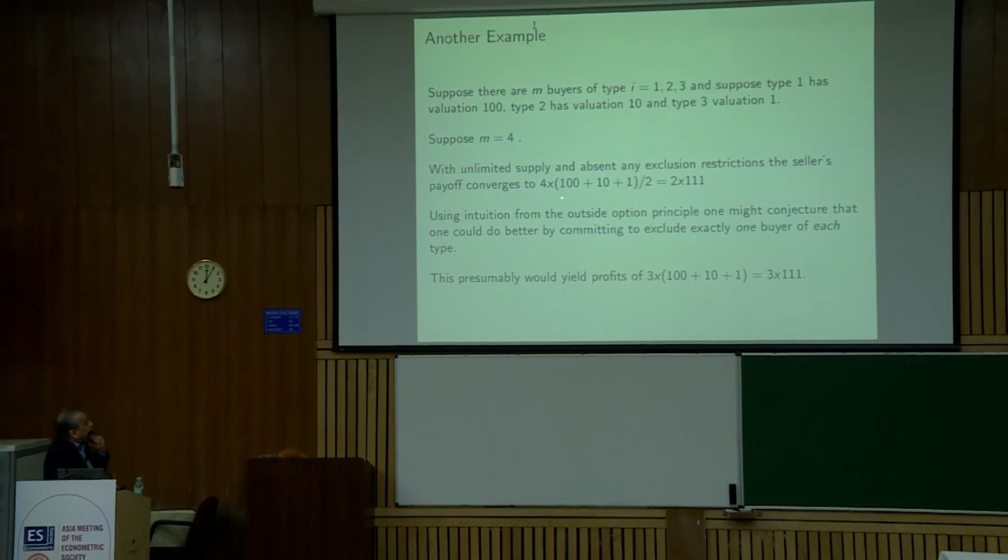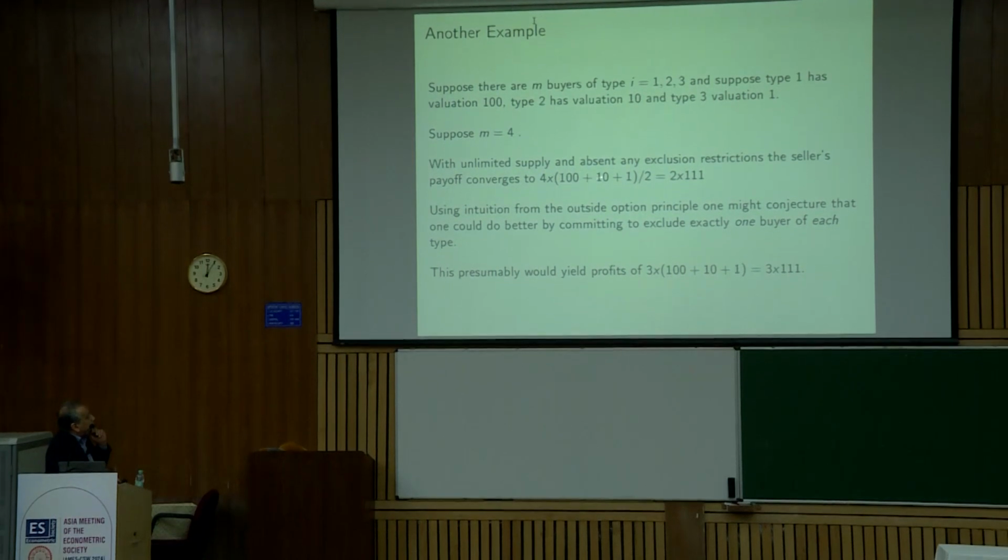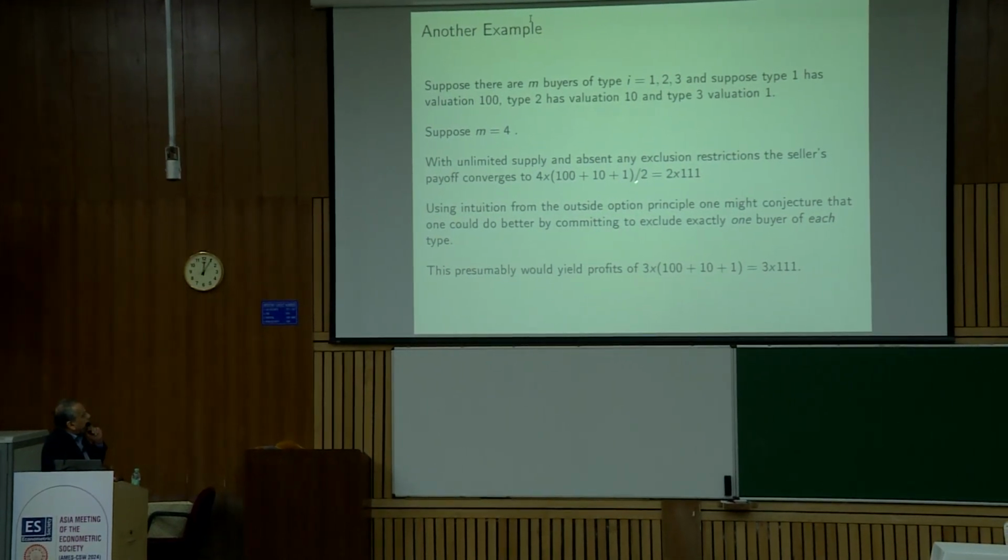If you don't have any supply restrictions, then the seller's payoff is just going to be the average of the valuations, which in this case is going to be 2 multiplied by 111. But one might conjecture that the seller would do better by saying, look, I'll sell to all but 1 of each type. So type 1, I will sell to at most 3 copies of type 1. I will sell to at most 3 copies of type 2, and so on.